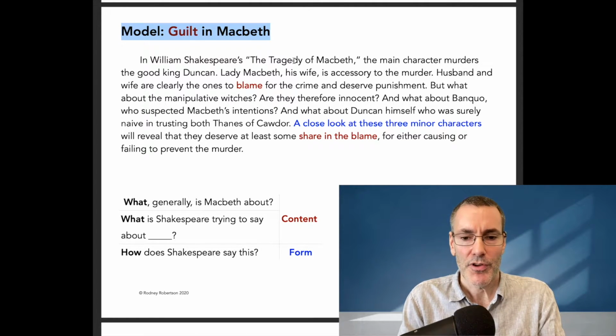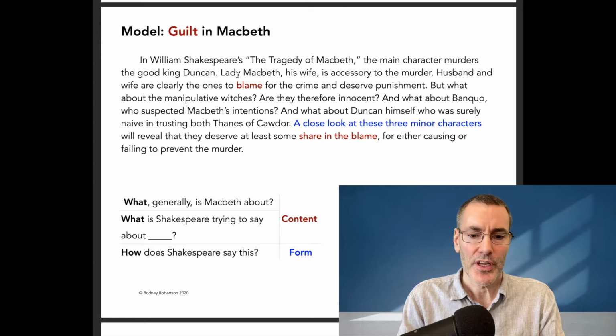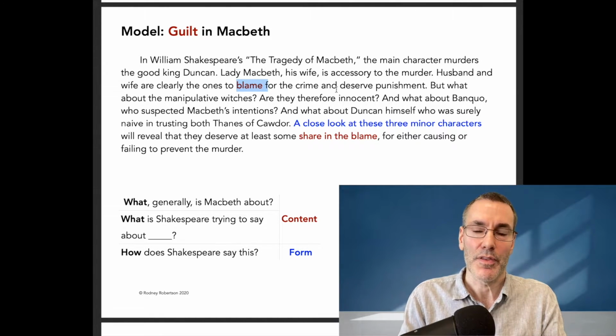In William Shakespeare's The Tragedy of Macbeth, the main character murders the good King Duncan. Lady Macbeth, his wife, is accessory to the murder. Husband and wife are clearly the ones to blame for the crime and deserve punishment. So there we go. There's another indication of the theme zone.